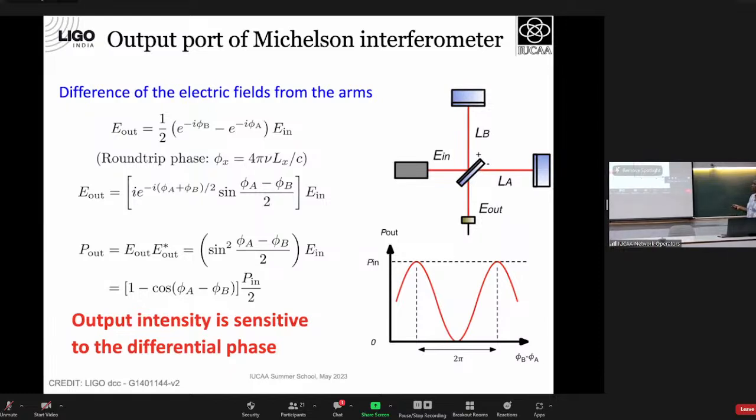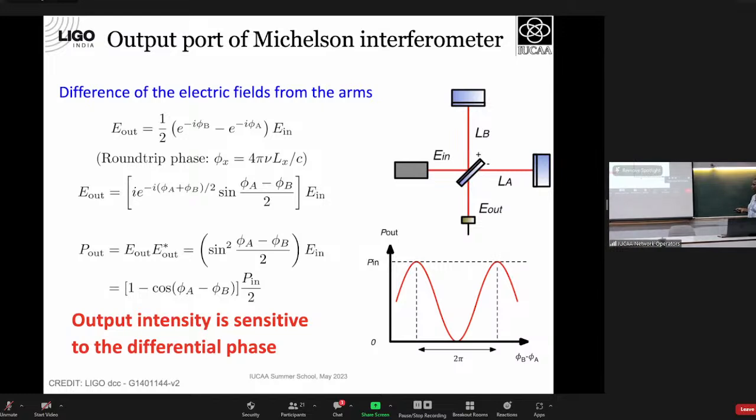So if I define the phases phi A and phi B that the light accumulates over the whole round trip of the well, then that gives my E output. And if I finally calculate the power, the output intensity, you see that it's actually a function of phi A minus phi B. If I plot it, phi B versus phi A, this is how it will look. And the distance between the peaks is actually 2 pi.